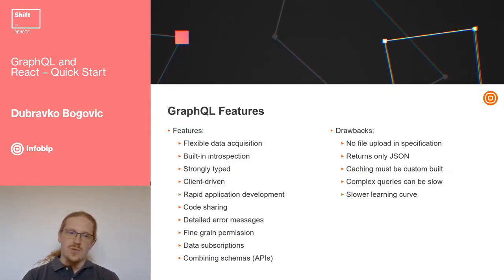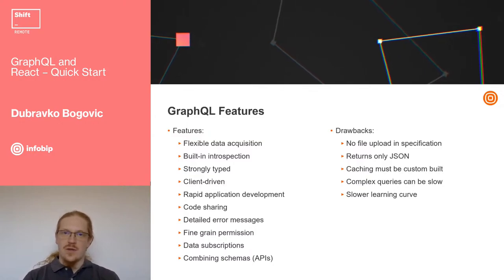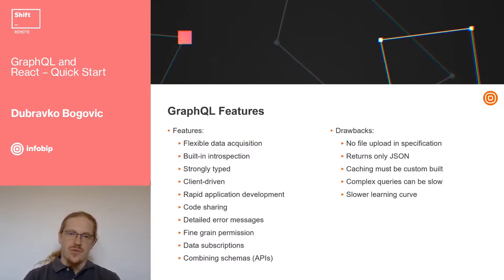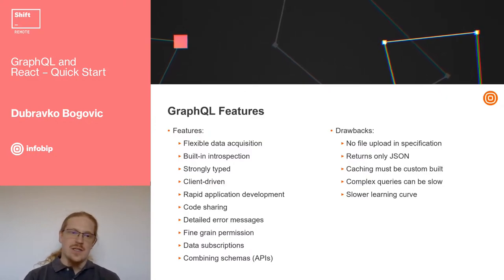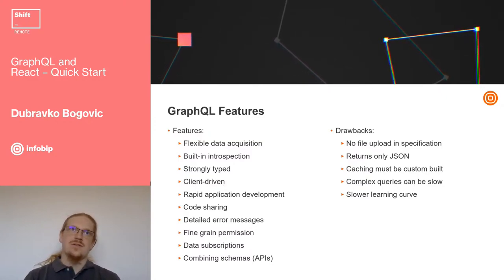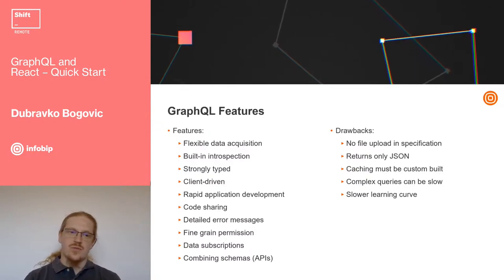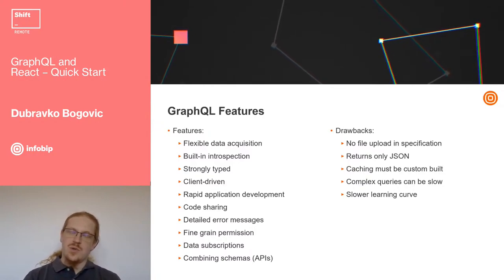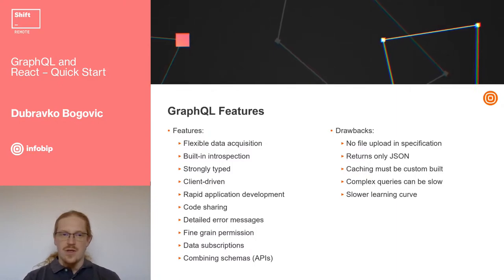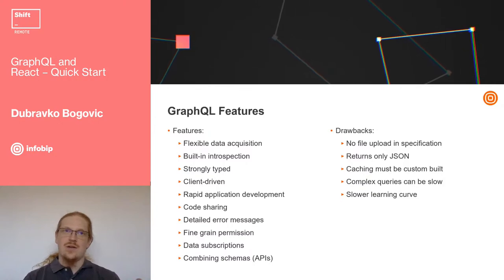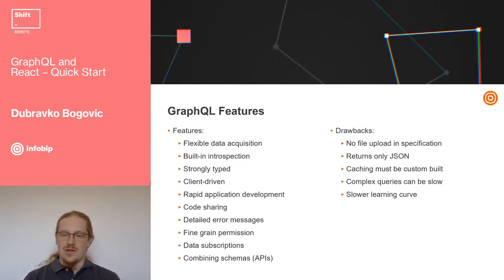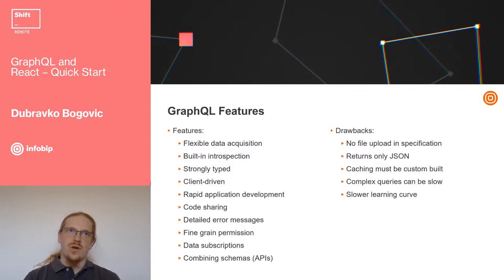So GraphQL, what are the features? Well, as I said, we can get what we need. We have a schema that provides us strong types, so we can use TypeScript on our front end and get IntelliSense for everything and get checks while we write our code. Also, we can share our code, reuse it. We can speed up our application development because, well, we need only one API, only one endpoint, and our front end is practically free to do whatever it wants with that endpoint.